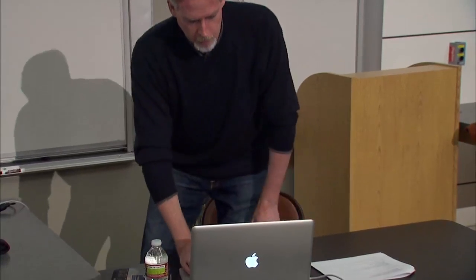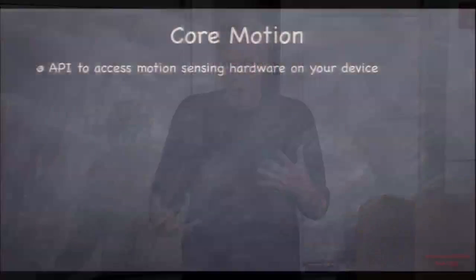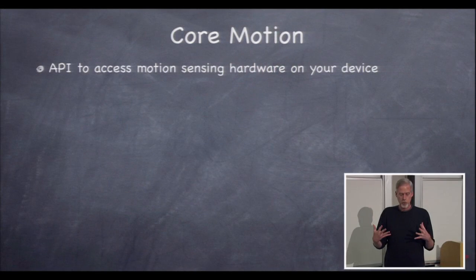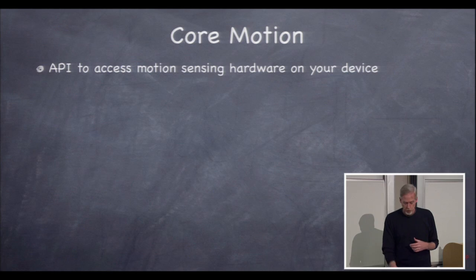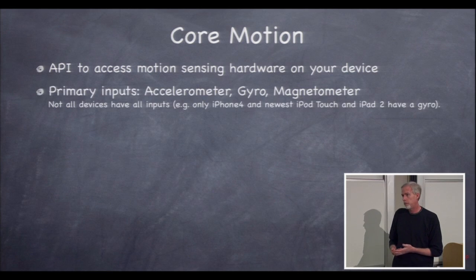All right, so let's look at Core Motion. So what is Core Motion? Core Motion is an API to access all the motion sensing device hardware. And there's quite a bit, right? You've got accelerometer, gyro, and magnetometer as well.